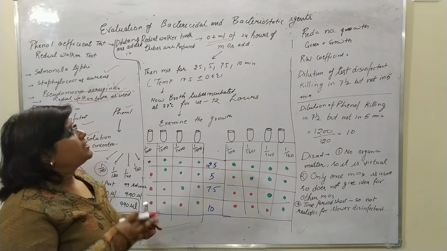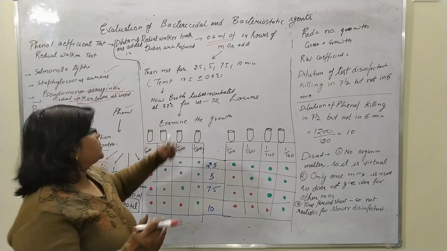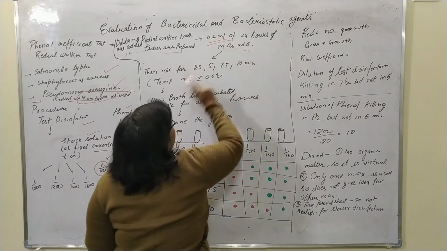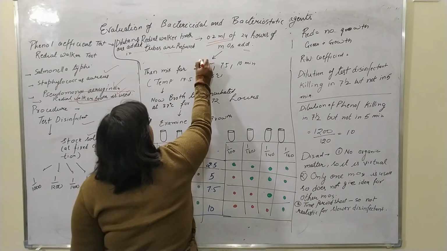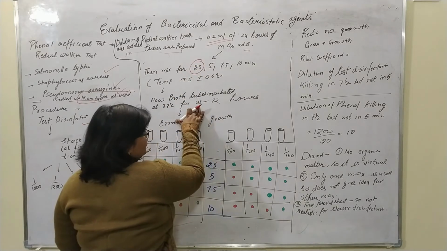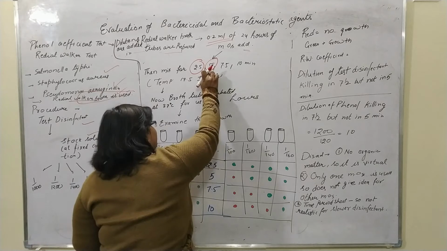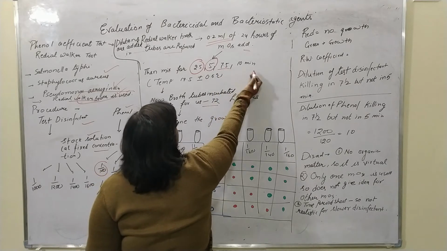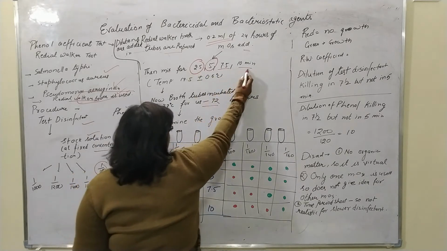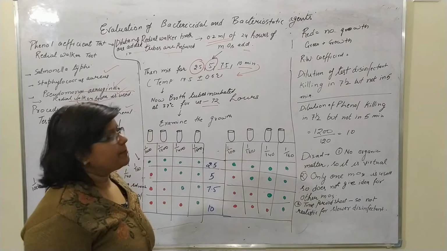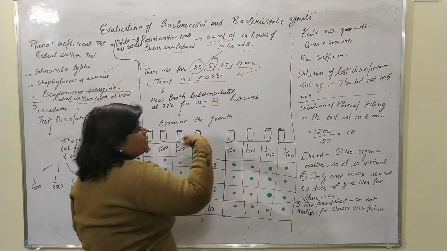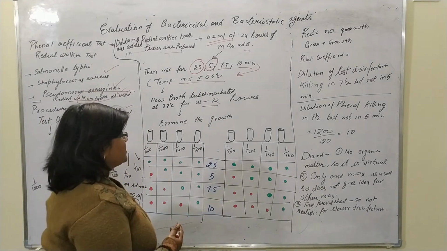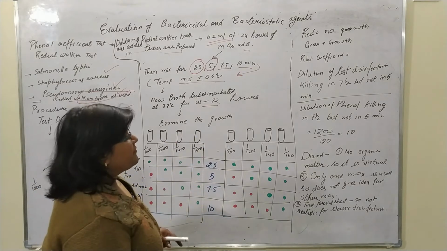When the dilutions are added in the Rideal-Walker tubes and the 0.2 ml of 24-hour microorganism culture is added, the first test tube remains for 2.5 minutes and then goes for incubation. The second test tube stands for 5 minutes and goes for incubation, and likewise for 7.5 minutes and 10 minutes. While interacting, the temperature is maintained at 17 to 18 degrees Celsius. Like this we get the chart.